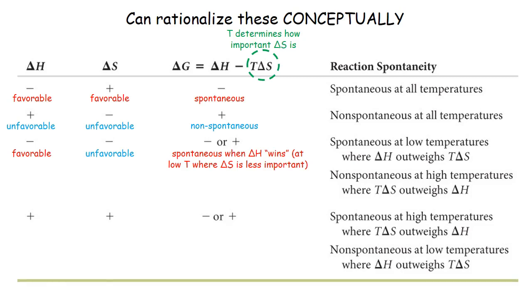Now, once T gets to be large, this process would be non-spontaneous, because at a high temperature, delta S wins, because at high temperature is where delta S becomes more important.